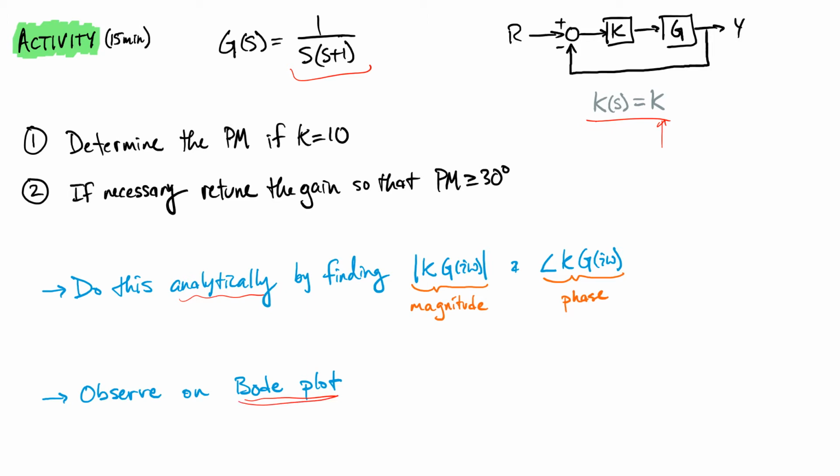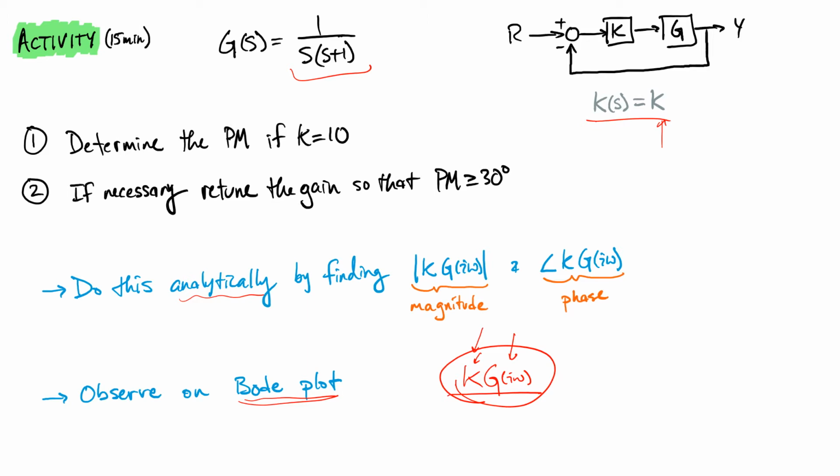What you're going to do first is to look at K G of i omega, and figure out both the magnitude and phase of this quantity. And when K is equal to 10, plug that in and figure out what the phase margin is from this kind of mathematical approach. And so what I'd recommend doing is, you can go ahead and plug in what G of i omega is, but keep K separate and don't plug in 10 until you get the final solution at the end, and then plug in K is equal to 10.